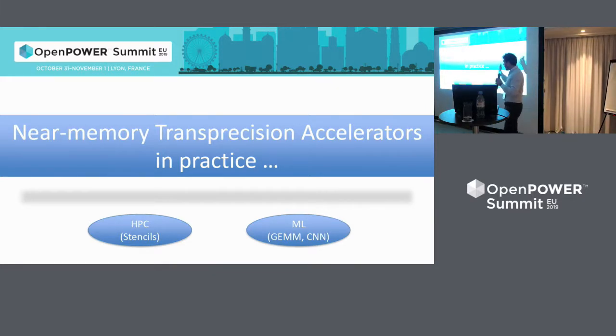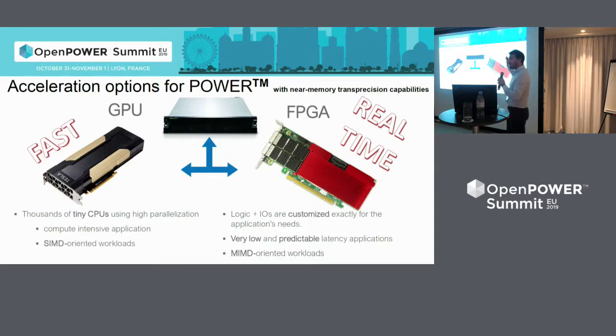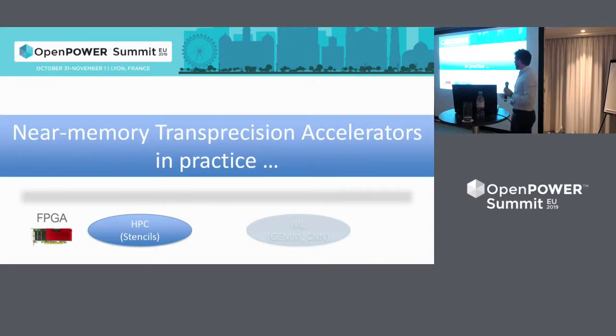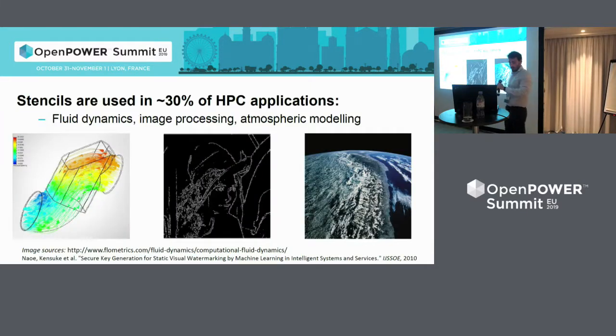I'm going to speak about the HPC domain. We have some stencil accelerators here and also some ML workloads. I'll start with the baseline system that we have here, a Power 9 Witherspoon machine with two options for accelerator cards, both of which can support near memory computing and transprecision computing in different ways, right? We have V100 GPUs and FPGAs, the 89 V3. And let's start with the first example about the HPC.